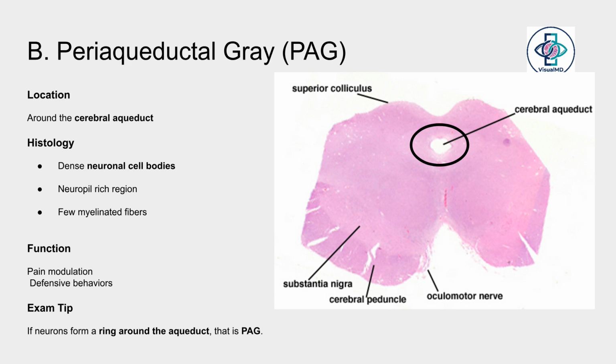The periaqueductal gray, or PAG, is located around the cerebral aqueduct. Histologically, it contains dense neuronal cell bodies and is neuropil-rich. The PAG's function includes pain modulation and defensive behaviors. Look for neurons forming a ring around the aqueduct to identify it.